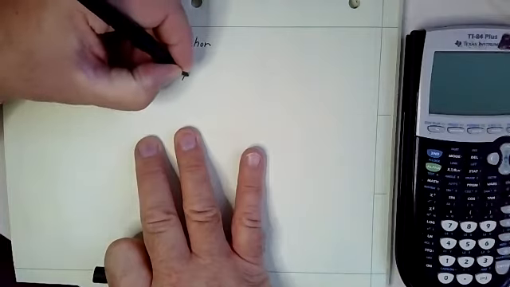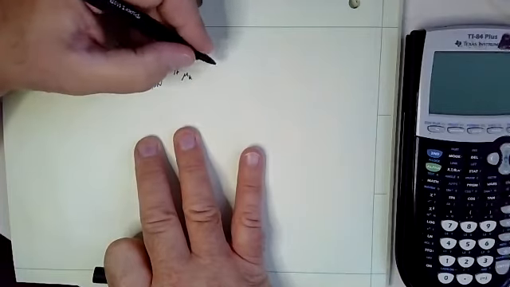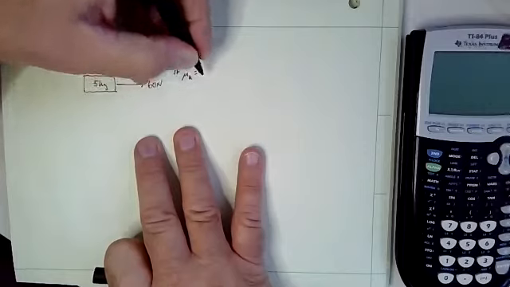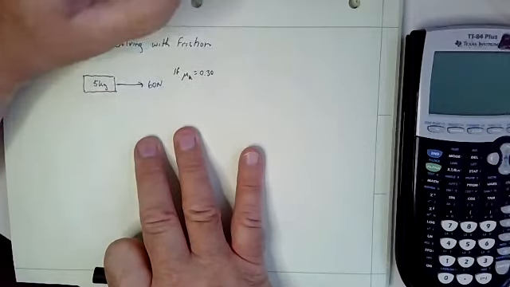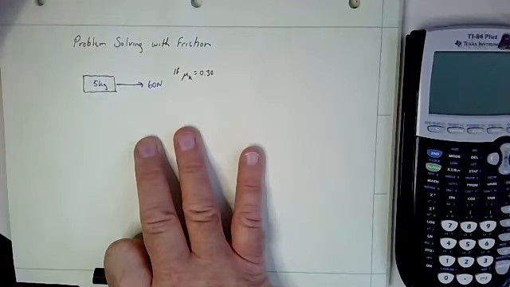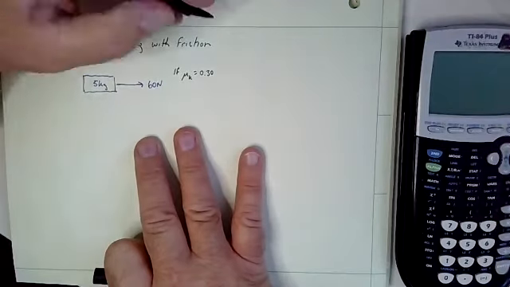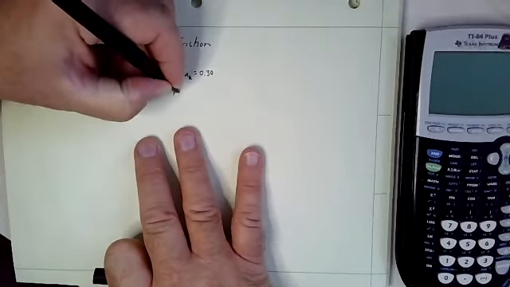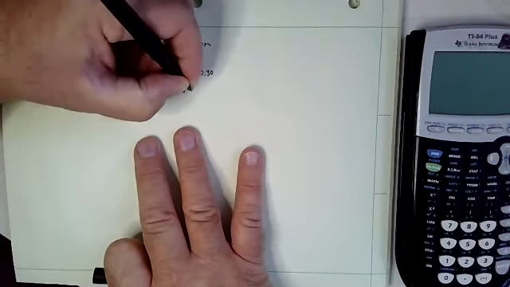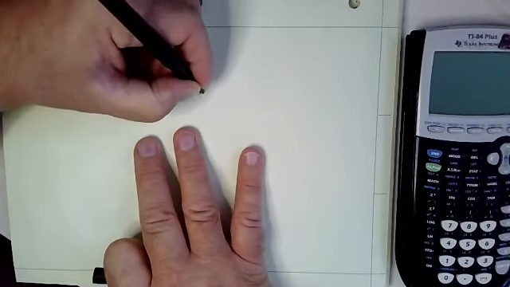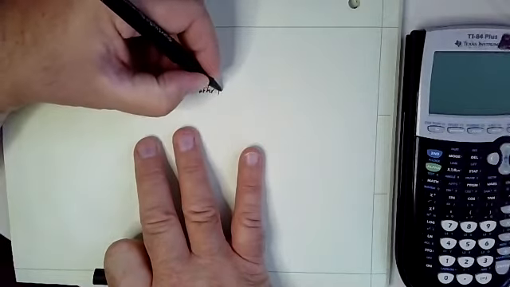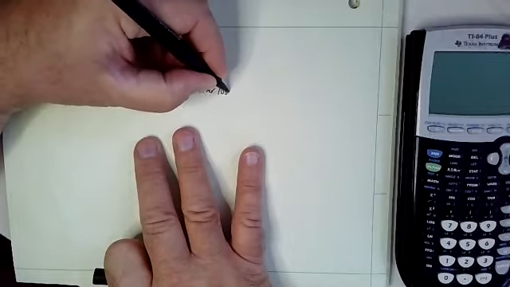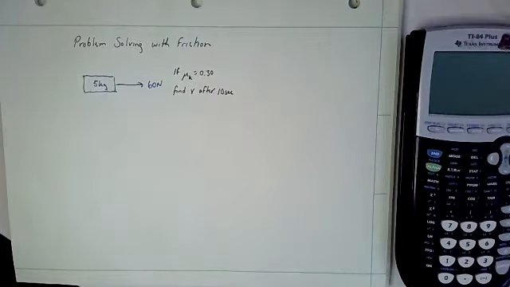the coefficient of kinetic friction is equal to 0.30, then find the velocity after 10 seconds. Okay, so that's a decent problem.